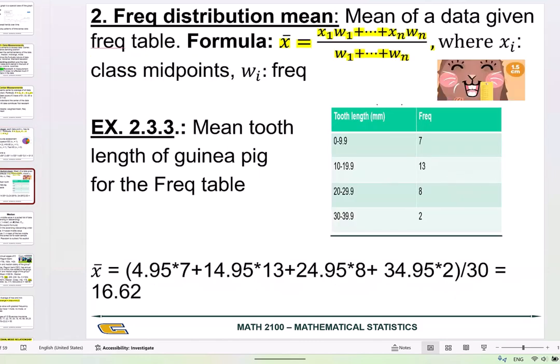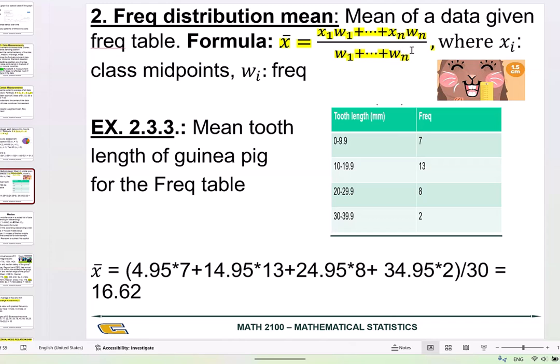For the frequency distribution mean, we can calculate the mean for a frequency distribution, which is a modified version of the mean. If your data is given by a frequency table, you can also get the mean for that table by using this formula: x1 times w1 plus x2 times w2 up to xn times wn, divided by the total weight.